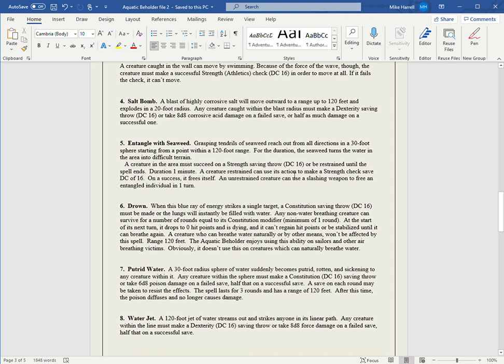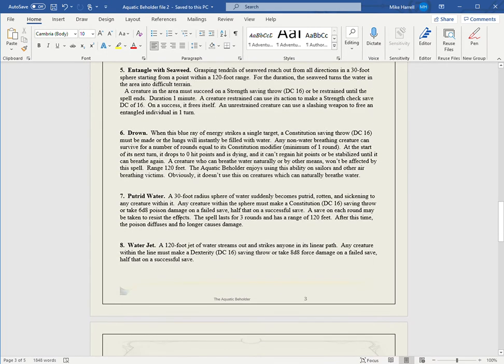A creature restrained can use its action to make a strength check, again go with the athletics and such, 16. On a success, it frees itself. An unrestrained creature can use a slashing weapon to free an entangled individual in 1 turn.